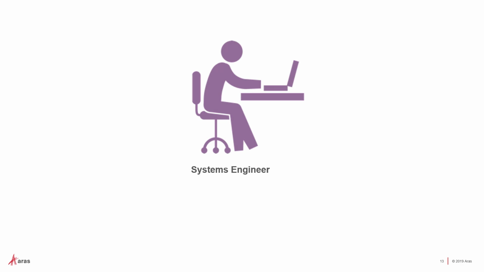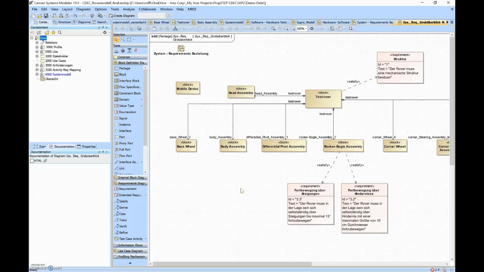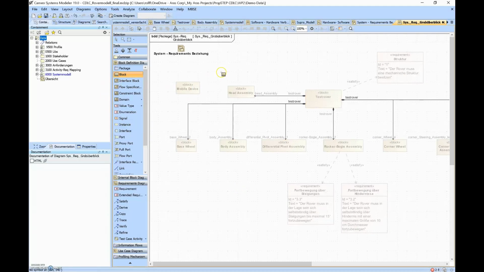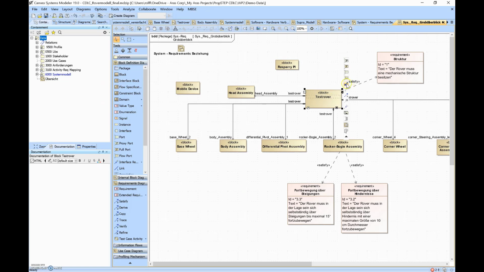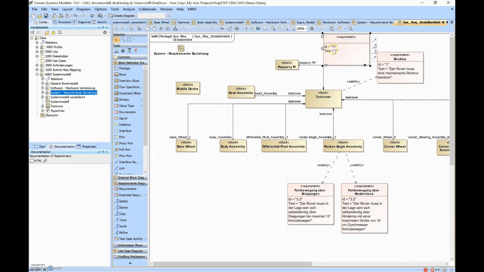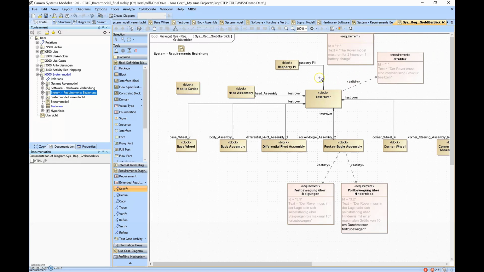Over in one of these external tools, called Cameo Systems Modeler, the systems engineer will start editing the systems model. The systems engineer will add the Raspberry Pi system element plus a new requirement to the test rover.